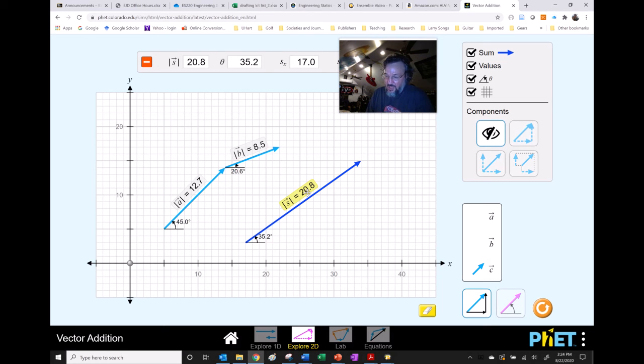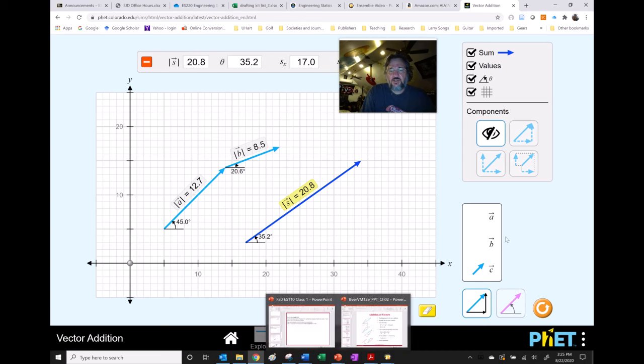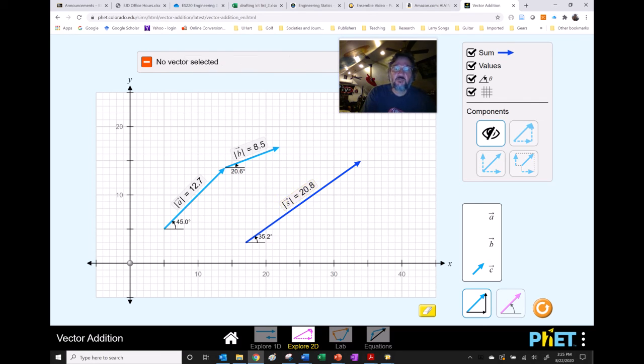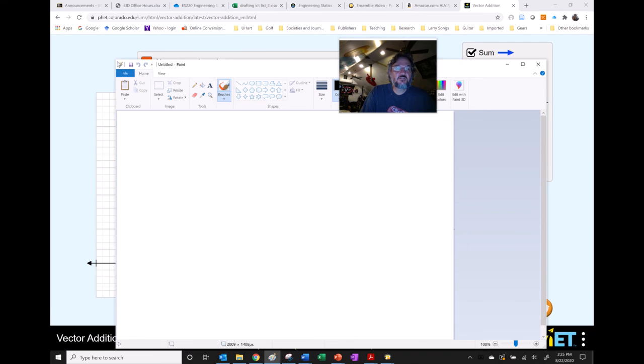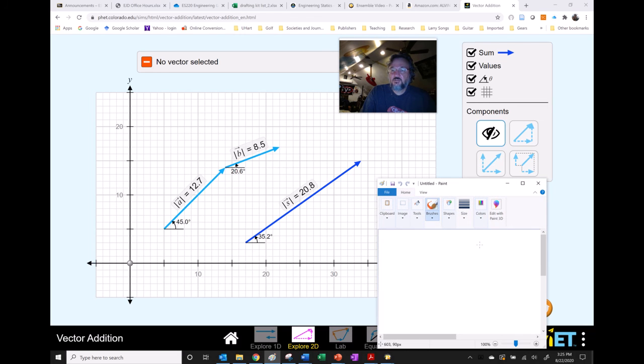If we multiply that 20.8 times 5, we get 104. So what we predicted with this online utility is an answer of, will this let me write on the screen? Nope, it doesn't let me write on the screen. Only brush? Yeah. I would say that what I've predicted is that R is going to be approximately 20.8 times 5, which ends up being 104, and the angle that I have represented right here is 35.2 degrees.